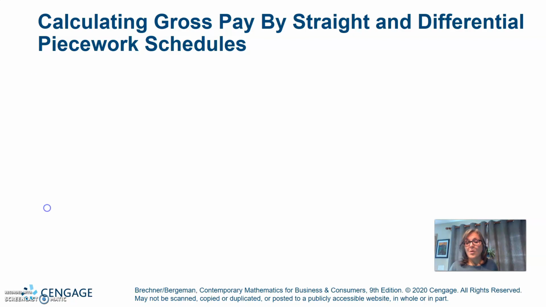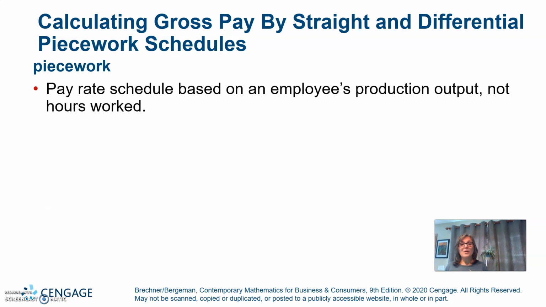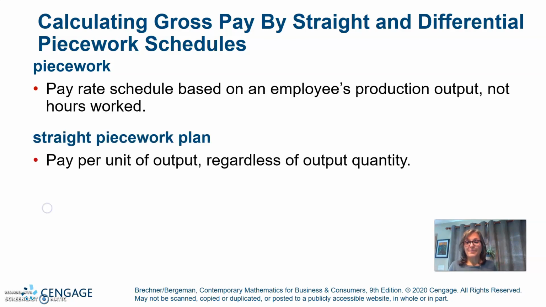Okay, so I'm going to go on to this one. There's a whole other way of being paid: calculating gross pay by straight and differential piecework schedules. Piecework is a pay rate based on production output, not hours worked. So if you're a car detailer, maybe you get paid by the number of cars you detail or wash. Or maybe you get paid by the number of masks you make, if you're working for somebody to make new masks for everybody. That would be piecework.